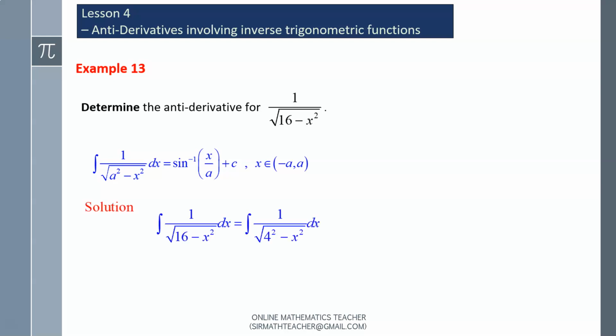Solution. Let's rewrite our integrand as 1 over the square root of 4 squared take x squared, just to show that our a value is 4. Hence, it's the inverse sine of x on 4 plus c. It's a nice short and sweet one.